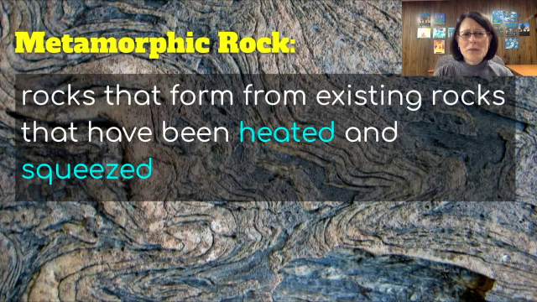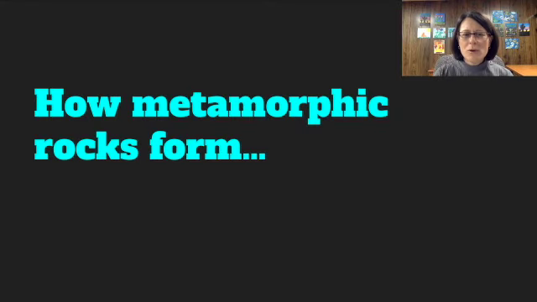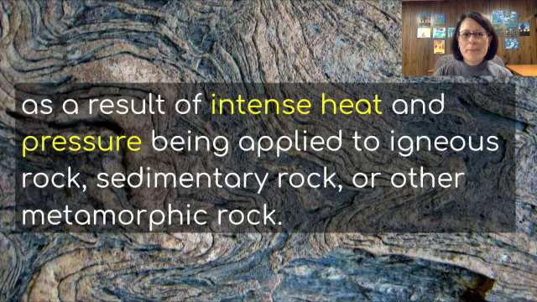Now, metamorphic rock is rock that's formed from existing rocks that have been heated and squeezed. So they are being changed. They already exist, but they're being changed by heat and pressure. So how do metamorphic rocks form? They form as a result of intense heat and pressure being applied to igneous rock, sedimentary rock, or other metamorphic rocks. So they already exist and they are changing their form.